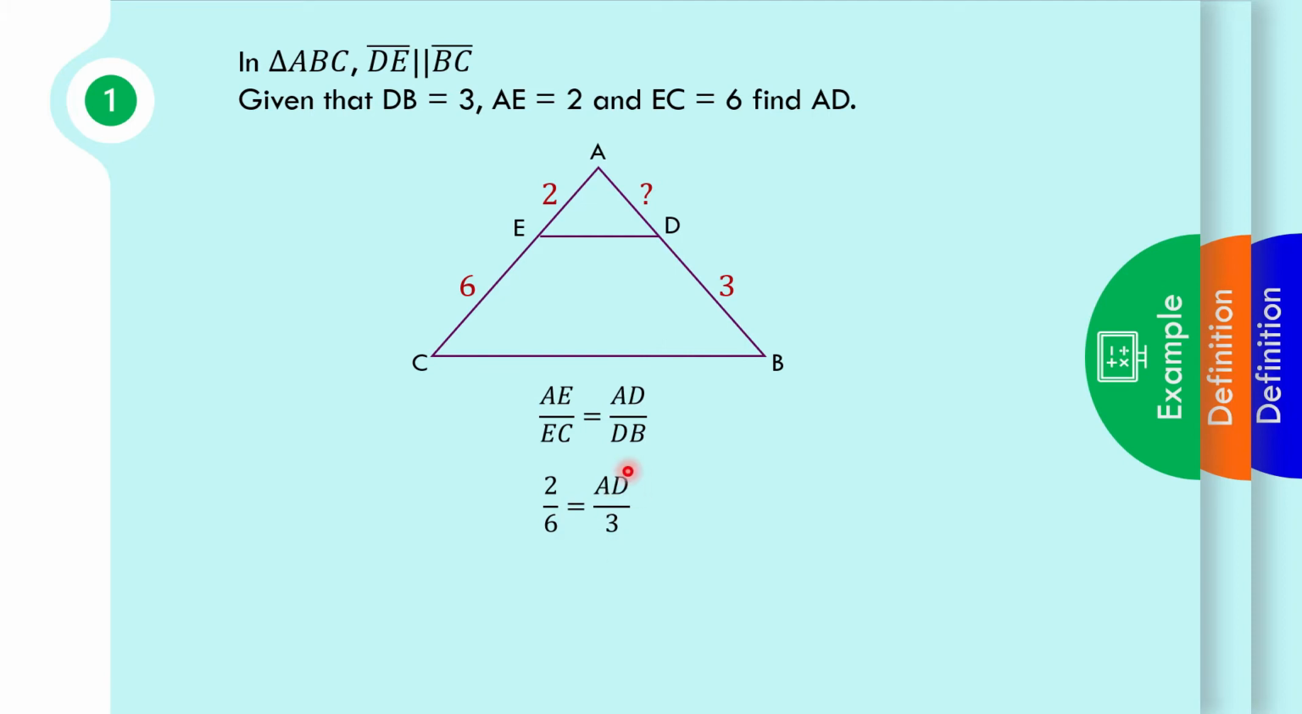For us to know the length of AD, let us multiply the means and the extremes of our proportion, or simply do a cross multiplication. So let us multiply 6 times AD and 3 times 2. Therefore, we will have 6AD is equal to 6. Let us divide both sides by 6 to isolate AD here. Therefore, the length of AD is equal to 1. And that is the answer.